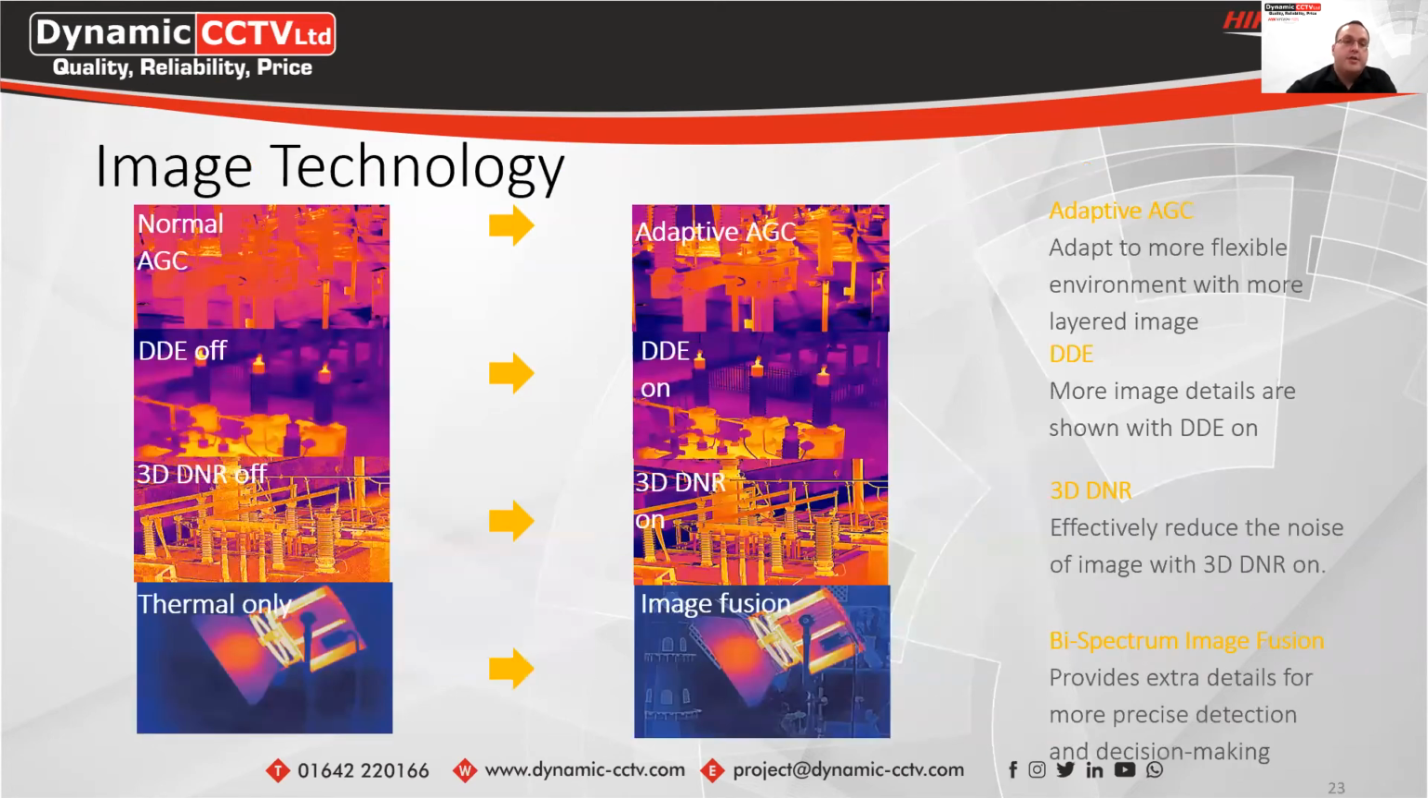So for the image technologies that are used, you've got the adaptive AGC. So this is a more flexible environment with a more layered image. And then with the DDE, you can see the difference between the images with the technology turned off and with the technology turned on. There is also within the bispectrum cameras the ability to use image fusion.